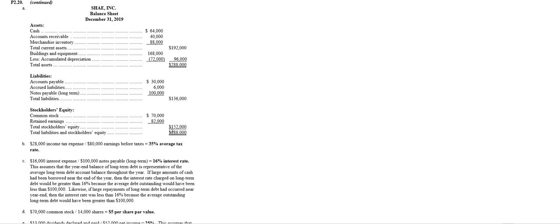Okay? Now, I will tell you that they ask us about calculating the average tax rate. You can simply do that by taking the income tax expense and dividing it by the earnings before taxes. You notice that is the key here for that calculation. And the tax rate is 35%.